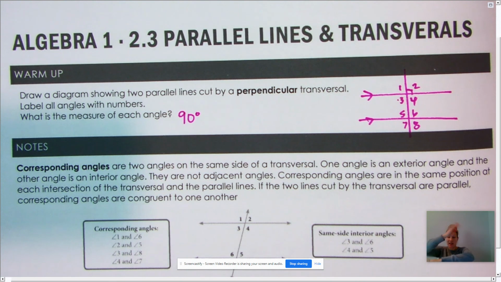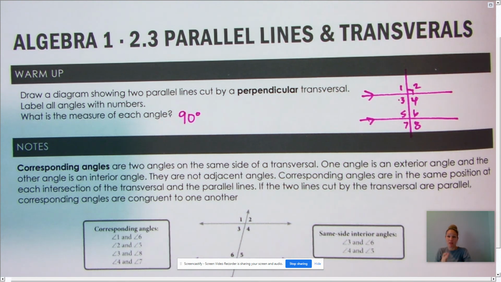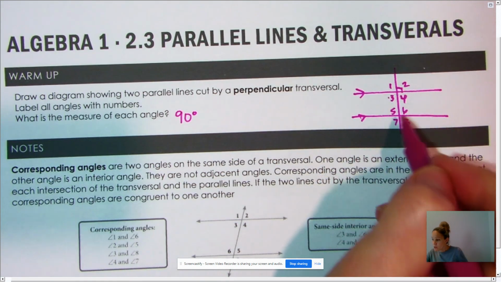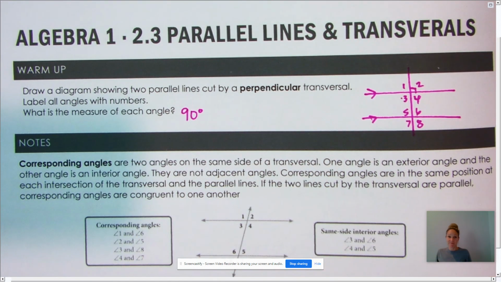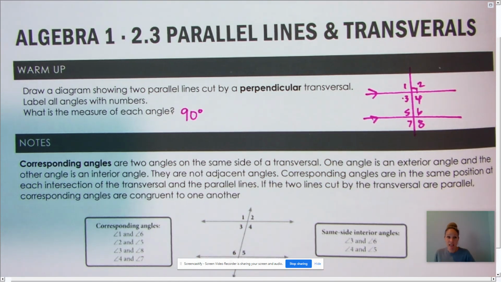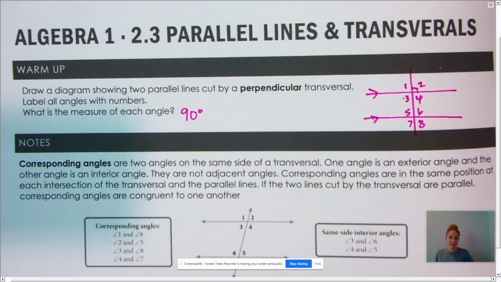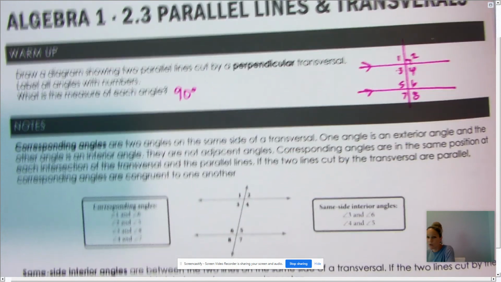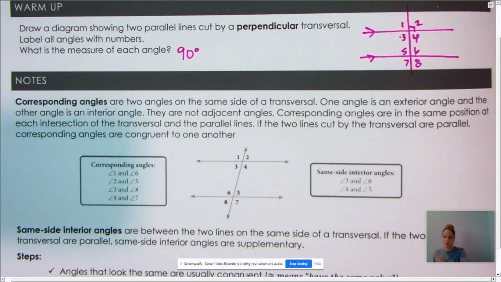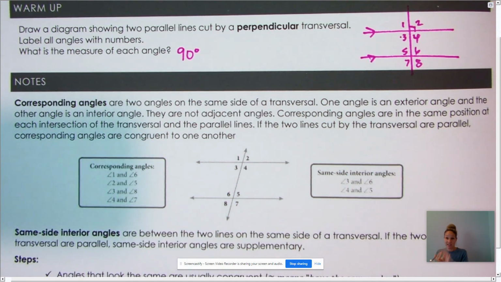Anytime we have two parallel lines and a perpendicular line runs through one of them, it would also be perpendicular to the other line. Okay, so our notes for today, we're going to talk about two new pairs of angles. One would be corresponding angles, and those are also congruent, just like the ones from yesterday. Remember, alternate interior, alternate exterior, and vertical angles. All of those pairs are congruent. Corresponding angles are also congruent.